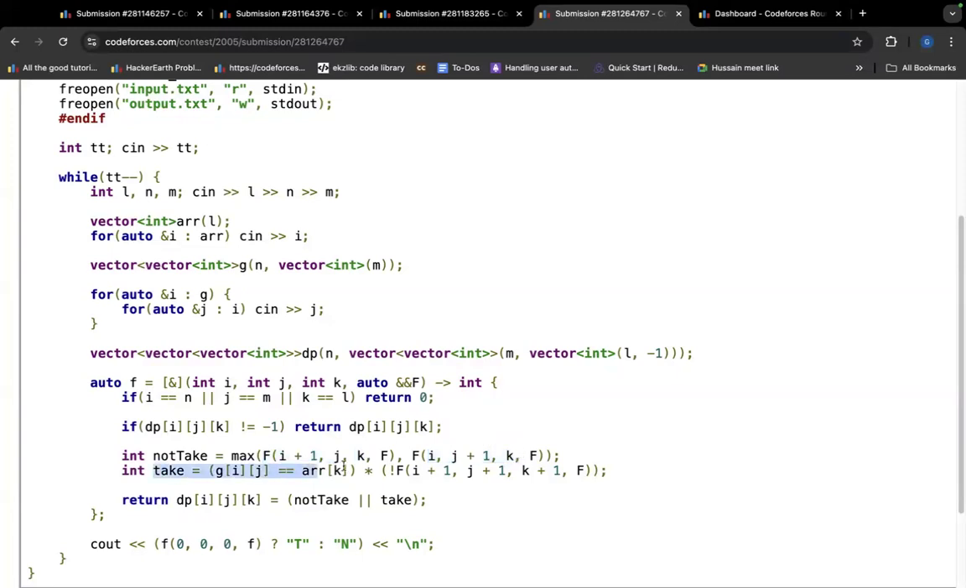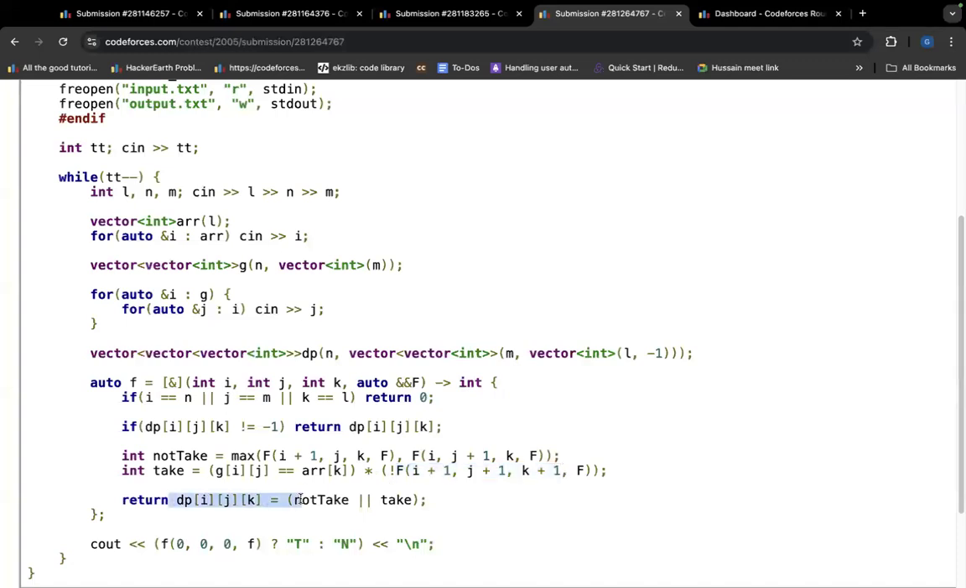All right. And if I take this, it should only be true when g i j is equal to ARR k. So instead of writing an if statement, I wrote this. If this is not true, then this would be false. Otherwise, this would return 1 and then it would get this value. All right. Now, it would be not of f of i plus 1, j plus 1 and k plus 1.